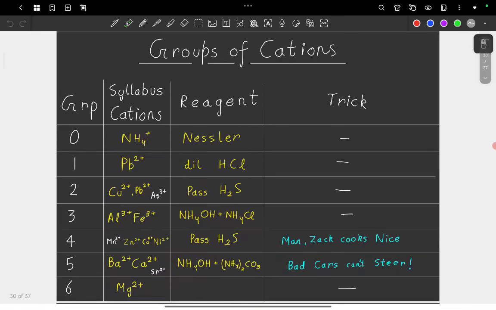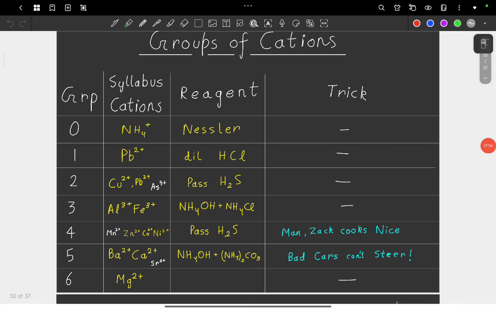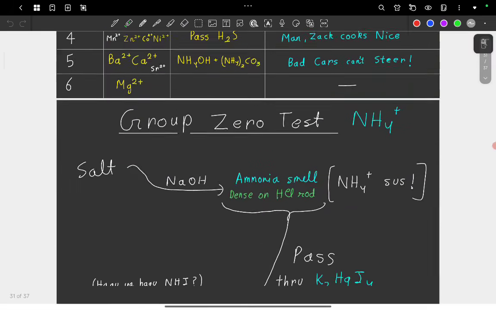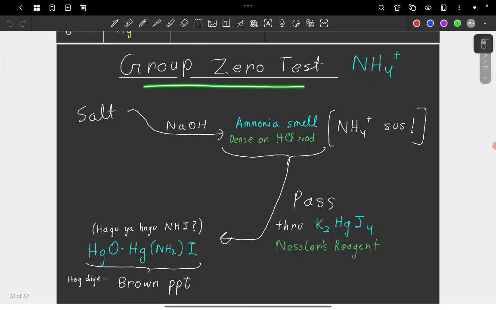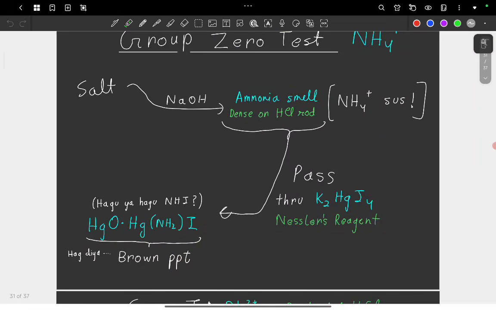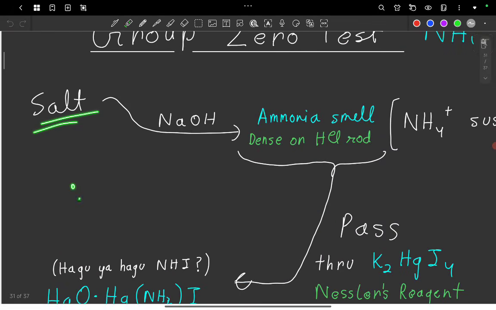I'm sorry, but yeah. Now, what we have to do is learn the individual tests of all of these cations. Okay, so let's begin with testing of the ammonium ion. How can we test for the group 0 or the ammonium ion? You will have your salt. You are not using your original solution, you are using the actual salt in the crystal form.